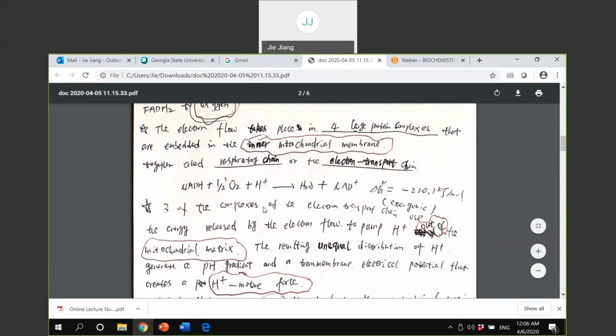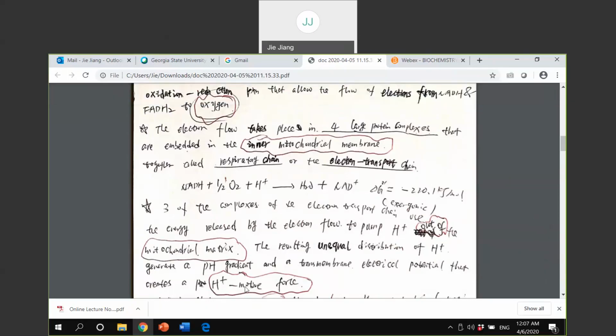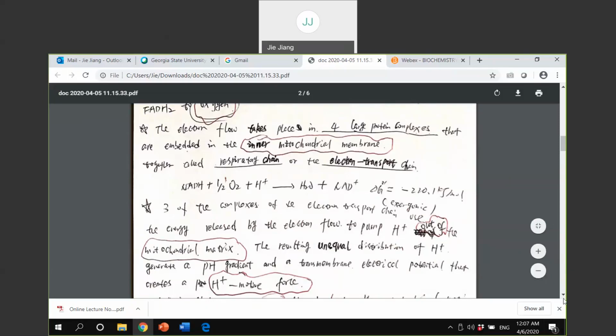And even more, 3 of these complexes of the electron transport chain use the energy released by the electron flow to pump hydrogen ions out of the mitochondrial matrix. The resulting unequal distribution of hydrogen ions generates a pH gradient and then a transmembrane electrical potential that creates a proton motive force. We will see this later.